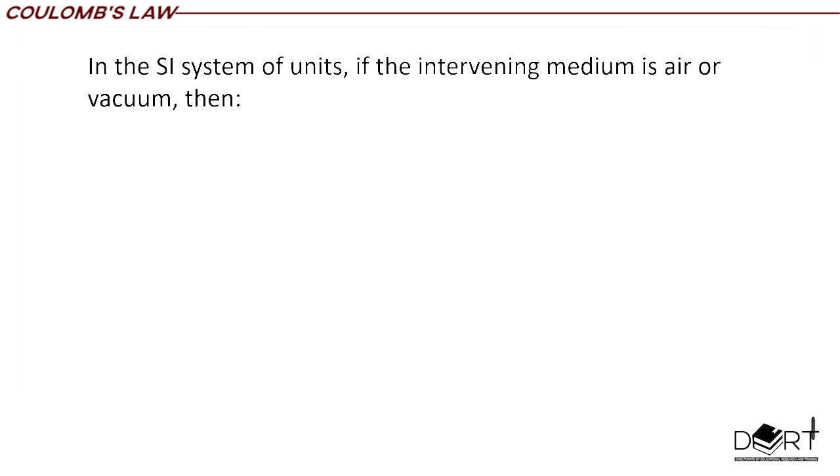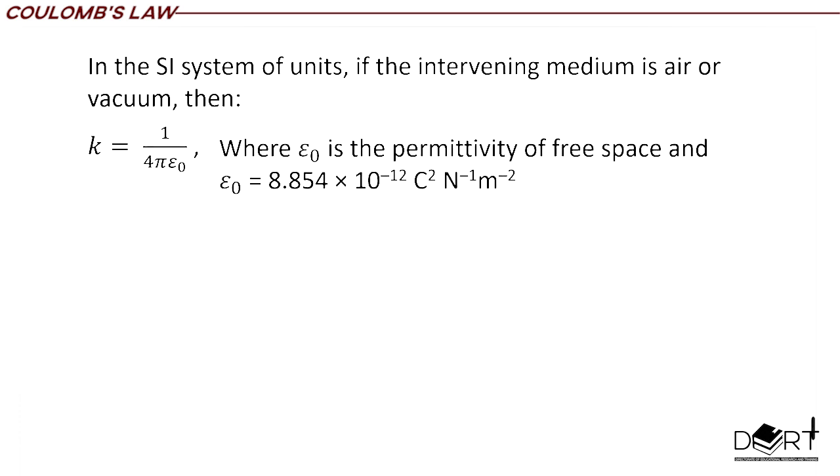In the SI system of units, if the intervening medium is air or vacuum, then K is equal to 1 by 4 pi epsilon naught. That's the shape that K takes, where epsilon naught is the permittivity of free space and its value is 8.854 into 10 to the power minus 12 Coulomb square per Newton per meter square. And K, the whole thing, 1 by 4 pi epsilon naught, turns out to be 9 into 10 to the power 9 Newton meter square per Coulomb square.